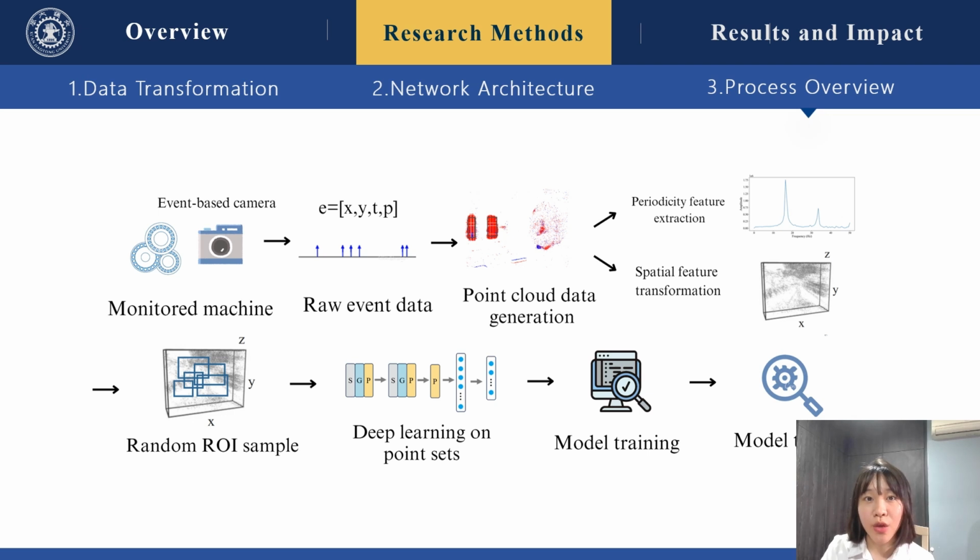In summary, we use an event-based camera to capture raw event data from a monitored machine and convert the data into point clouds, extracting periodical and spatial features. After random sampling, we apply deep learning on the point sets for model training, and finally test the model for fault diagnosis.